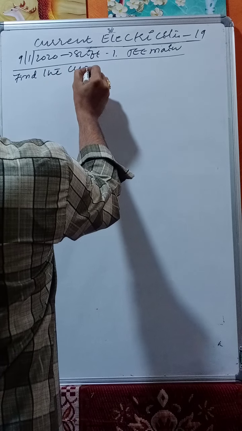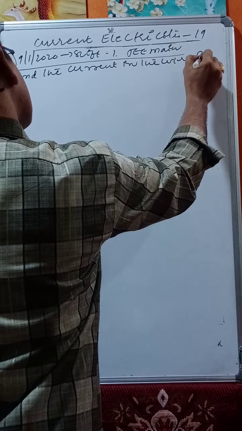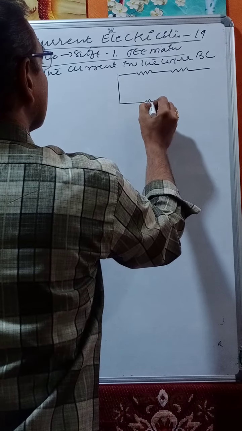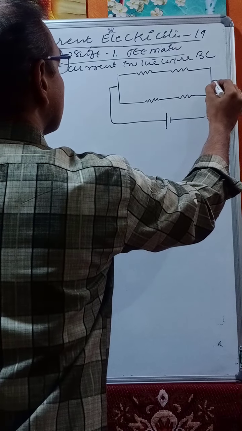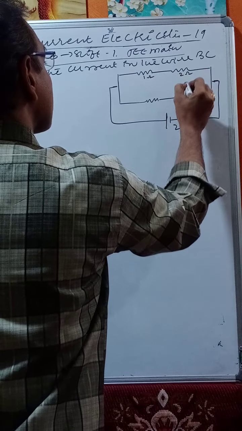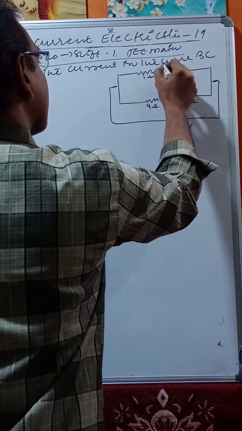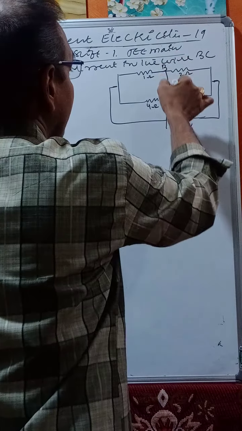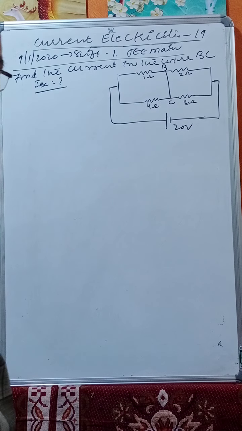Find the current in the wire BC. It was given like this: a supply of volts, with resistors of 1 ohm, 2 ohms, 3 ohms, and this is 4 ohms. This is wire BC. He asked you to find the current in the wire BC. I_BC is equal to how much is what he is asking.